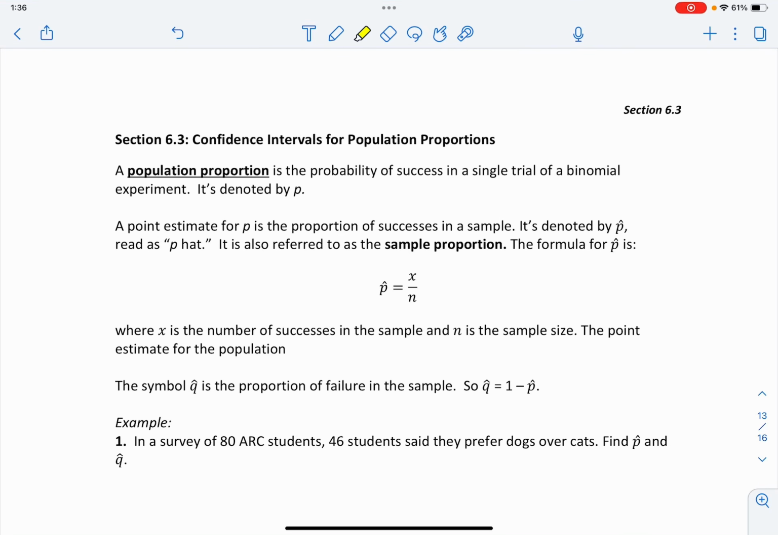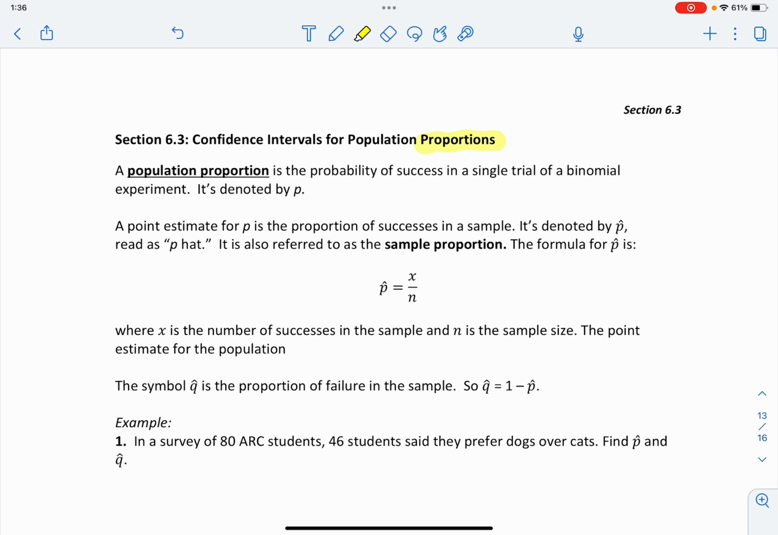Hey everyone, we are going on to 6.3, one more type of confidence interval. It's a population proportion, so no more means. 6.1 and 6.2 were means. This one's on proportions, so you won't see anything about a mean or a standard deviation. That's how these stick out. These will have decimals, percentages.